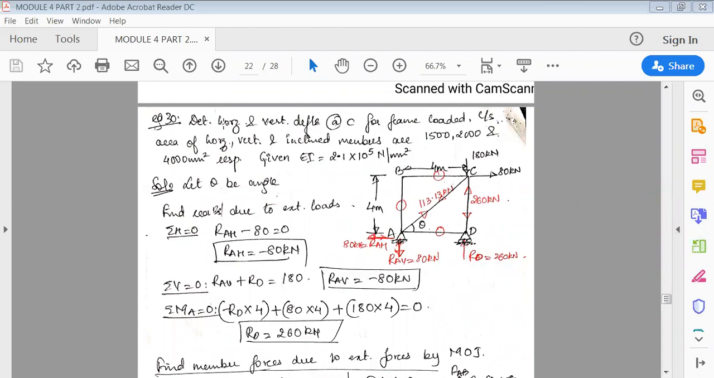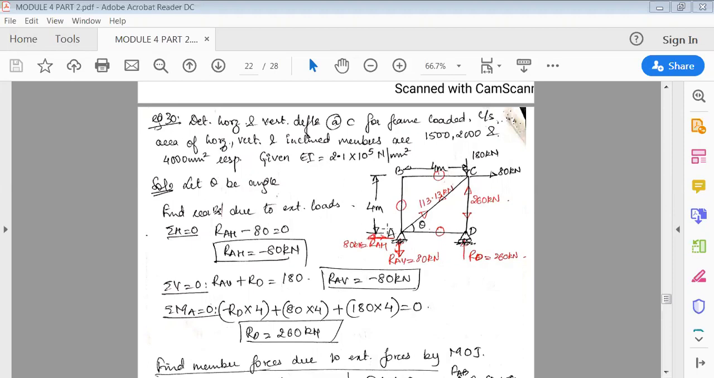So in this given problem, determine the horizontal and vertical deflection at C for the frame loaded. Cross-section areas of horizontal, vertical and inclined members are 1500, 2000 and 4000 mm squared respectively. The E value is given in terms of Newton and mm squared, so keep it as it is. Eventually we'll be finding this in terms of mm only.